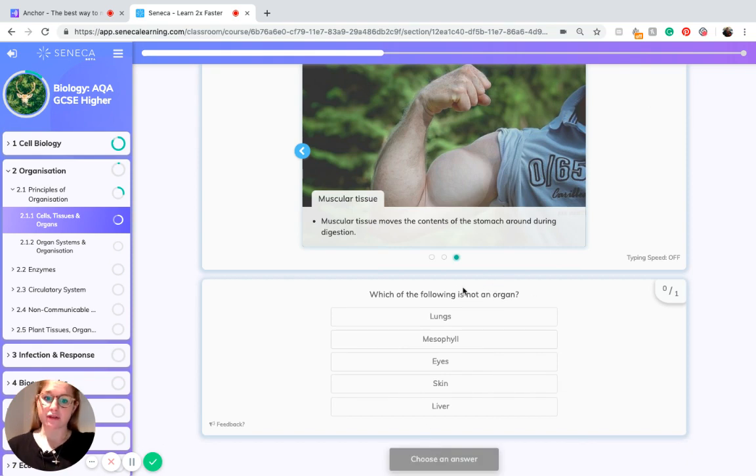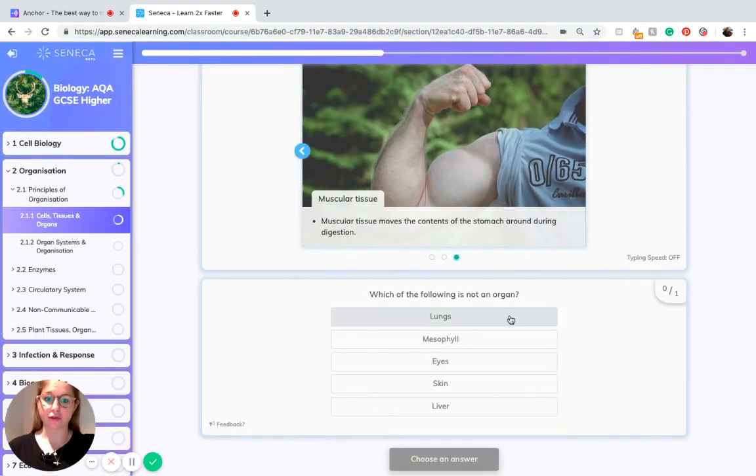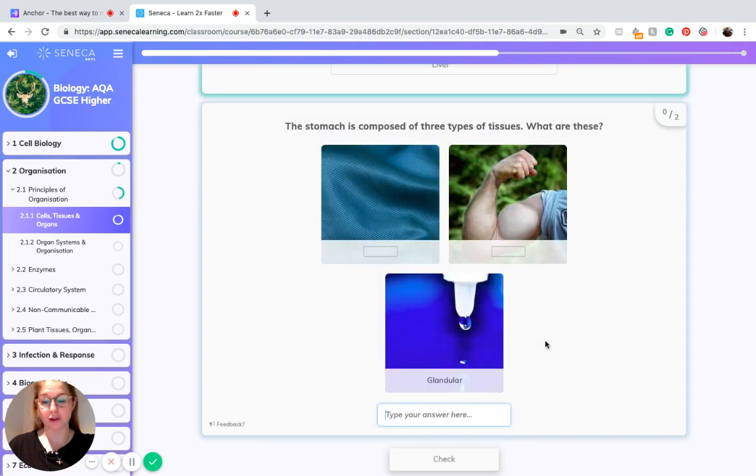So, as we've just learned about organs and how they're groups of distinct tissues, we can consider some examples. So for example, we know that the lungs are an organ, the eyes are an organ as they're a group of different tissues, the skin is an organ, the liver is an organ, whereas mesophyll is the tissue that's found in plants where photosynthesis takes place.